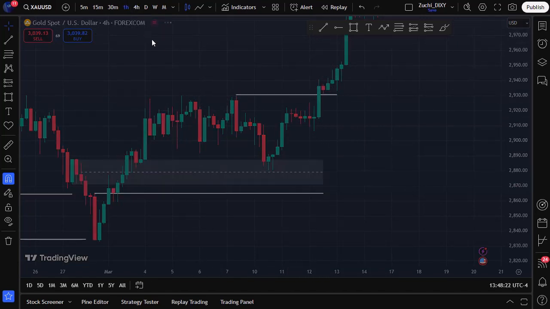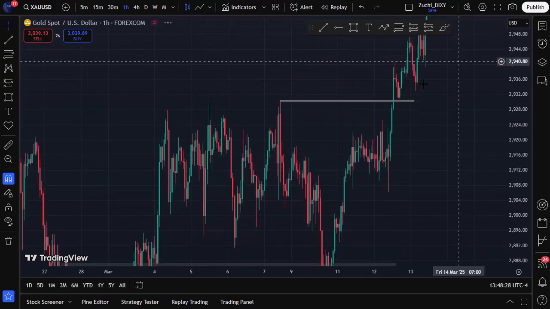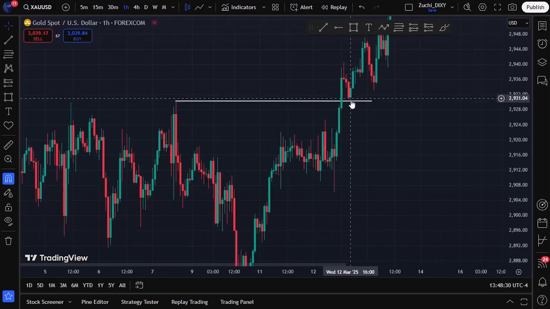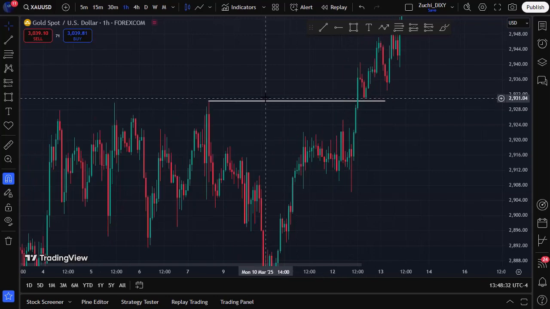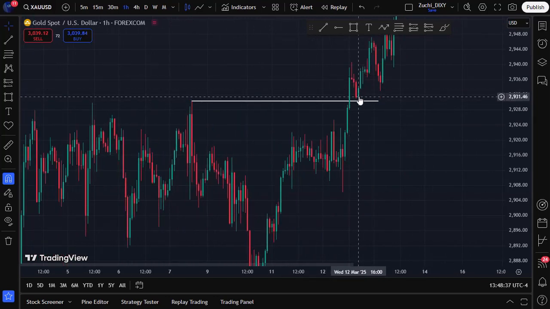And if you go into the 1 hour time frame, you would see that price actually did touch the high and then continue going higher, right? So you can see it was almost close to that. It did not really touch the high, but it was almost close to that. So you can easily just buy from this point here.